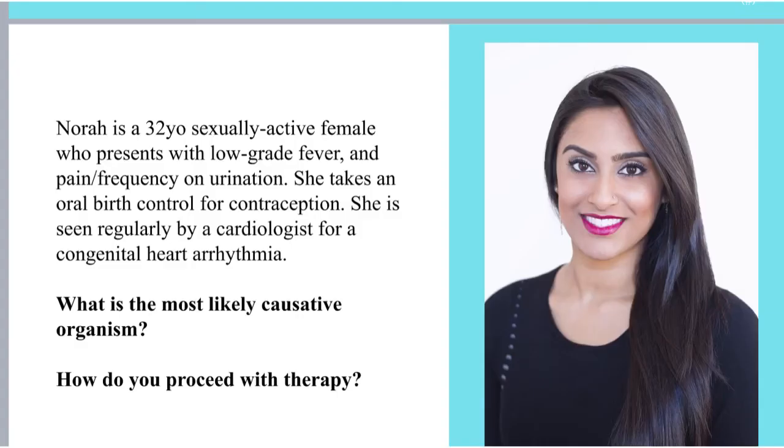Okay, let's talk about some patient cases. We have here Nora. She's a 32-year-old sexually active female who presents with a low-grade fever, pain, and frequency on urination. And she takes oral birth control for contraception. She's regularly seen by a cardiologist for a congenital heart arrhythmia. So the first question is, what is the most likely causative organism of a UTI in a young female patient? And knowing that, how do you proceed with therapy?